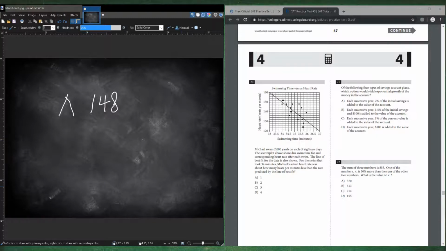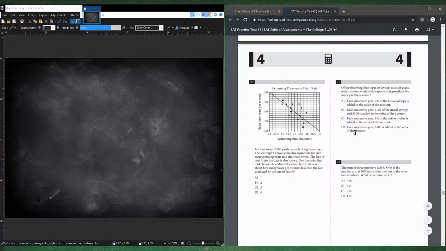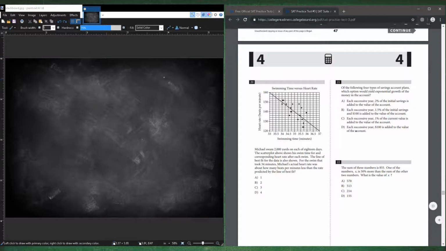Okay, we're two-thirds of the way done with the multiple choice, and so far almost every single one is easy. Which of the following four types of savings account plans would yield exponential growth of money in the account? Each successive year, 2% of the initial account is added to the value of the account.